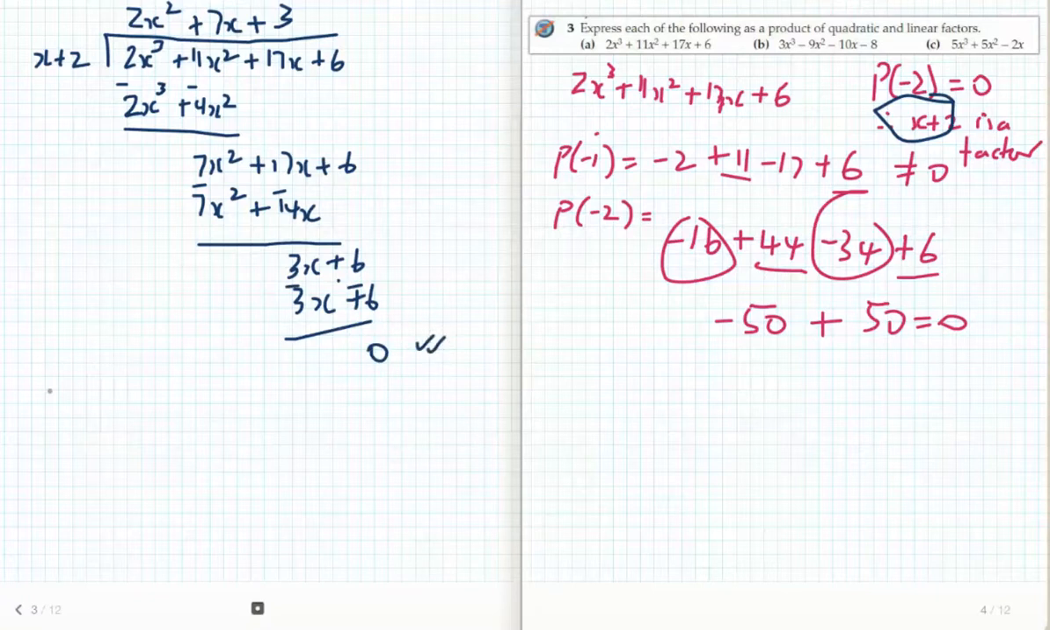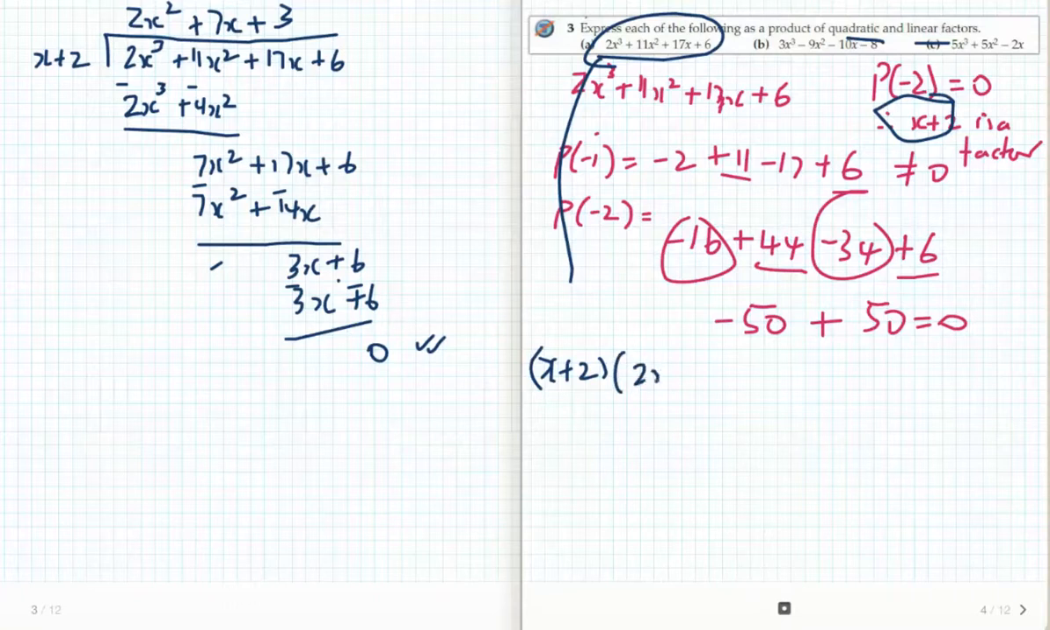So in answer to the question, what are the product of the quadratic and the linear factors? Then this cubic is equal to x plus 2 and 2x squared plus 7x plus 3, and they are the two factors.